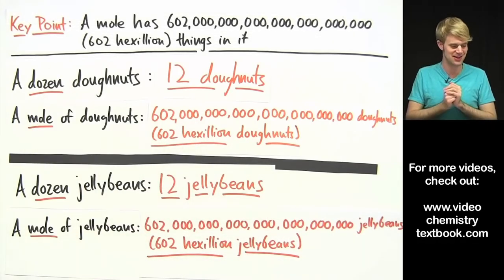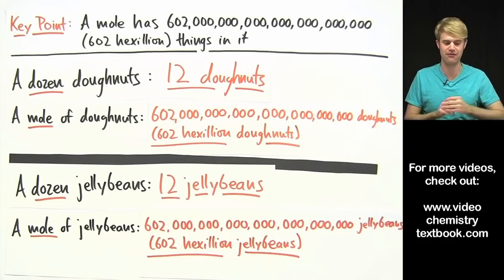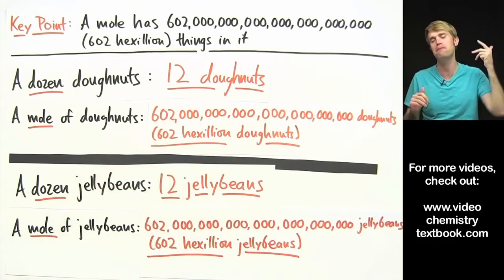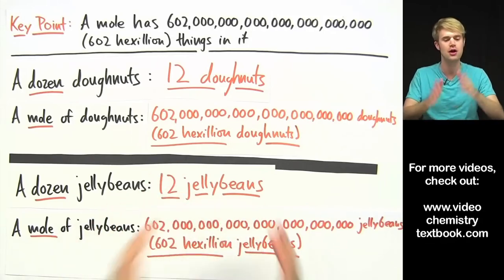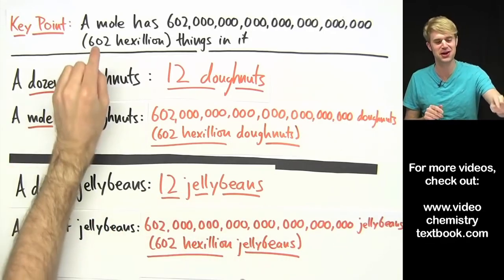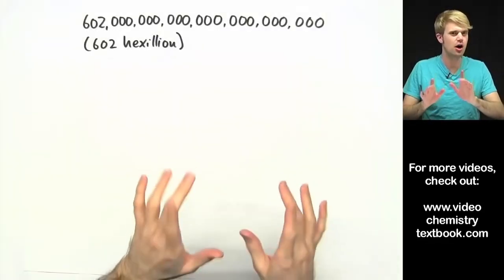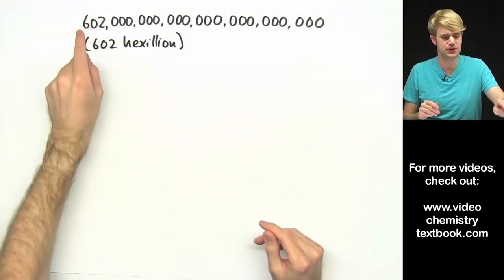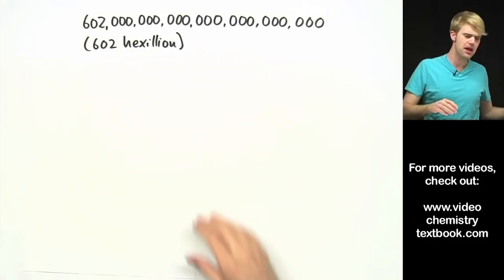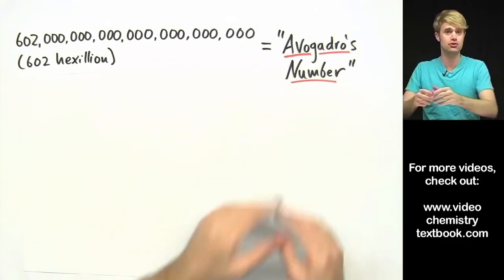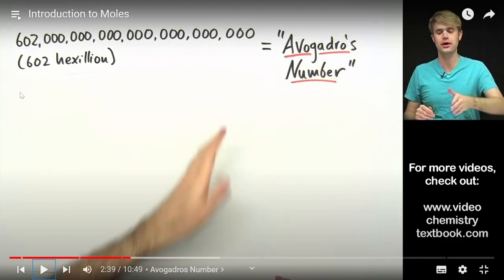So sometimes people get freaked out about moles, but just remember they're a lot like a dozen. 12 things in a dozen, 602 hexillion things in a mole. You can have a mole of donuts, a mole of jelly beans, a mole of cars, a mole of paper clips, a mole of bouncy balls, just as long as it is 602 hexillion things, you got a mole. Now let's talk a little bit about this actual number, 602 hexillion. This number is often referred to as Avogadro's number.